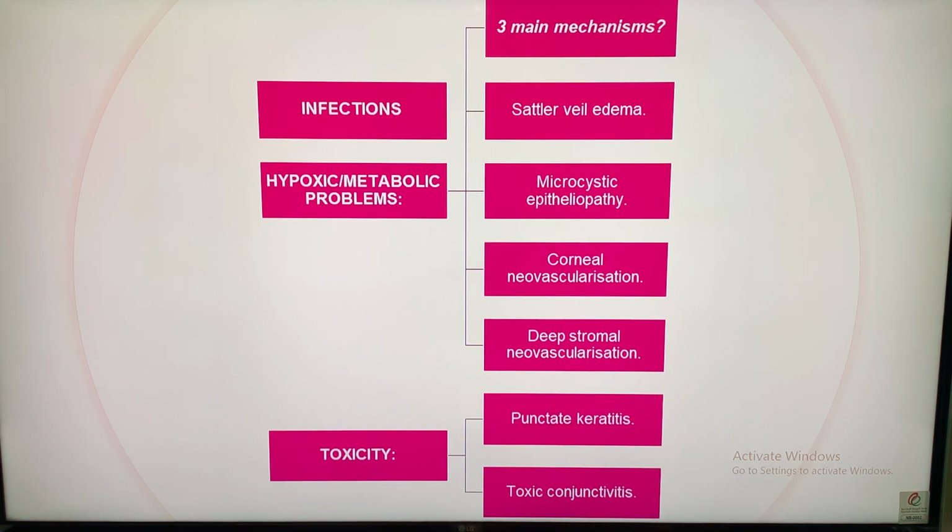Second category is hypoxic or metabolic problems. Three main mechanisms are behind these: oxygen deficiency, lactic acid accumulation, and carbon dioxide accumulation. So further types are: number one, Sattler's veil, or corneal edema, which occurs after a few hours of contact lens usage, and it may either settle down after discontinuation, or it can ultimately lead to acute epithelial necrosis, and it is mainly associated with the use of rigid contact lenses.